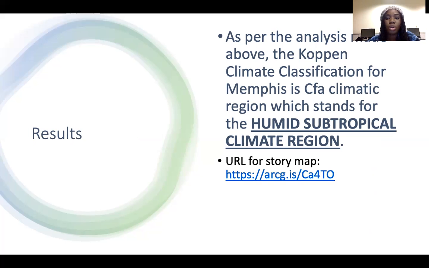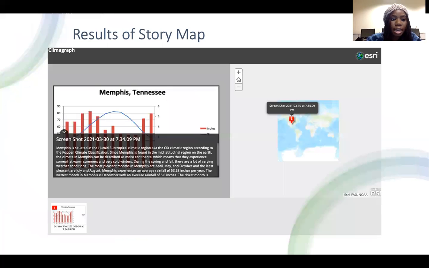And also, we were supposed to do a story map. For the story map, this was the link that I got. I took a screenshot of my story map and it's here. I have a description of basically the climate graph for Memphis and also where it falls. It falls under the CFA region according to the Köppen climate classification.